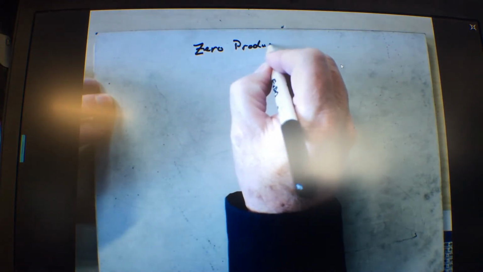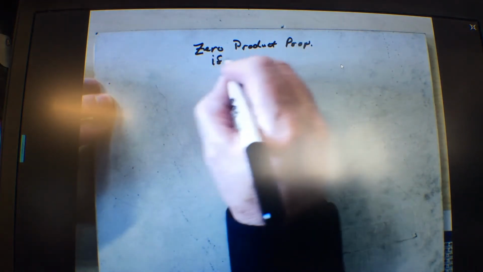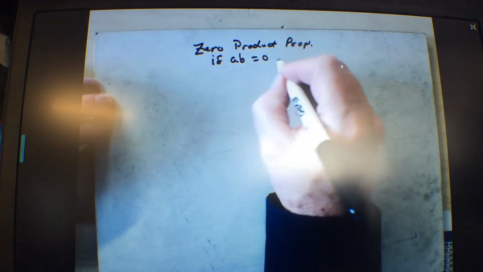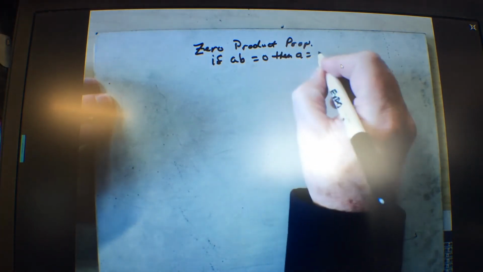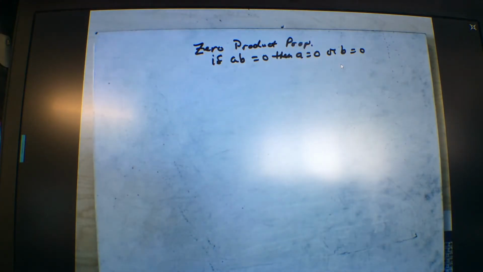And the zero product property is on page 180. It is the reverse of this. It says if you have two numbers, a times b, and they equal 0, then a equals 0 or b equals 0. Now, you don't make this harder than it is. If you have two numbers that multiply together and they equal 0, one of the numbers has to be 0, guys. You understand that?